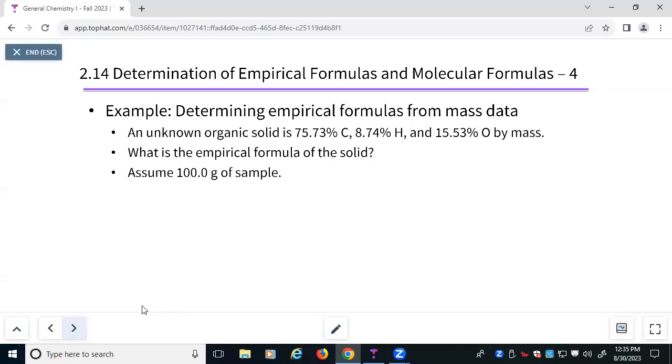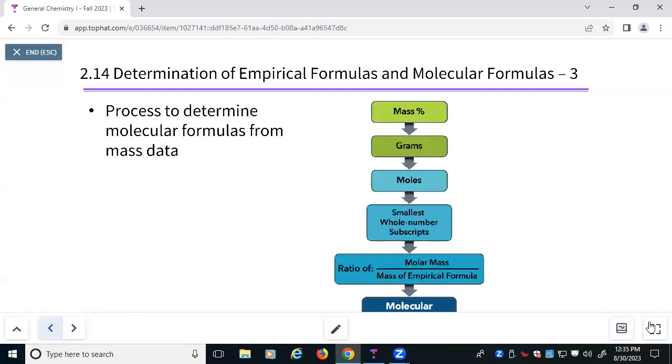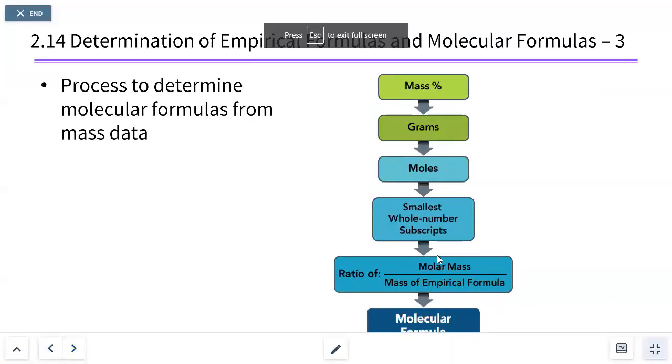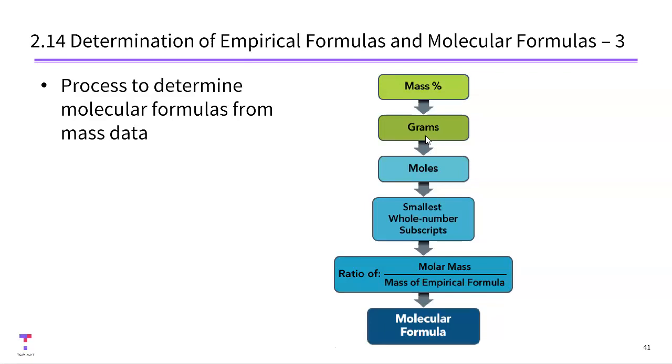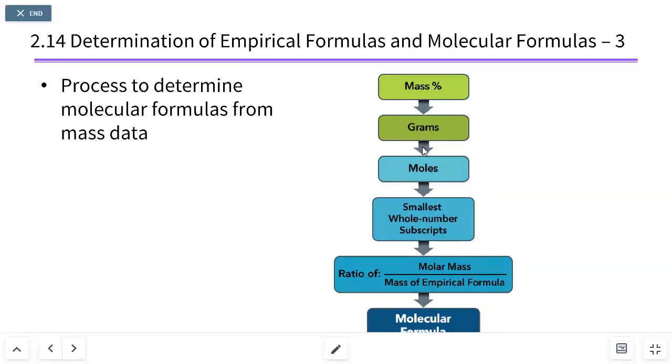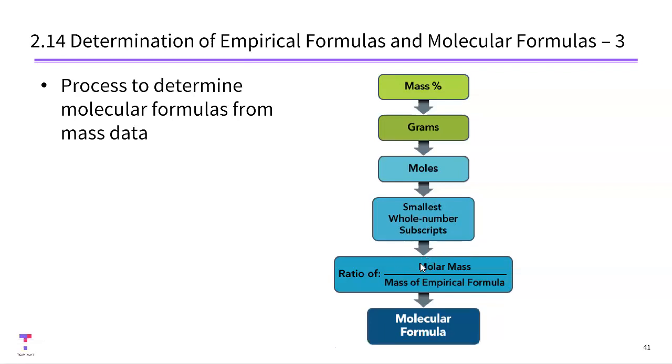So in your notes and in the textbook, there is this nice little chart that shows you the process that you run into. Going from mass percent to grams, grams to moles, moles to whole numbers, and then eventually to molecular formula. This spot right here, between the whole number subscript and the ratio, is where we would know our empirical formula. So for the problem that we're about to do, we would actually stop right here.